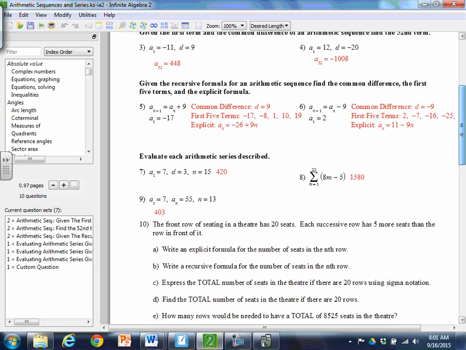Number 10 we will do in class. It combines everything, so it's actually a really good problem. Part E is a little bit tricky, so we'll make sure to hit that in class. All right, so hopefully that helped.